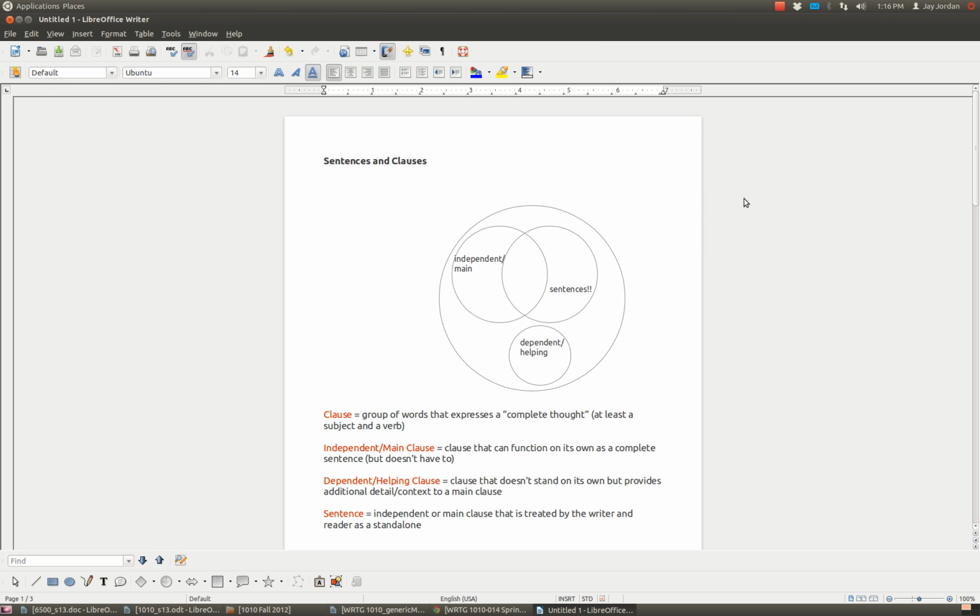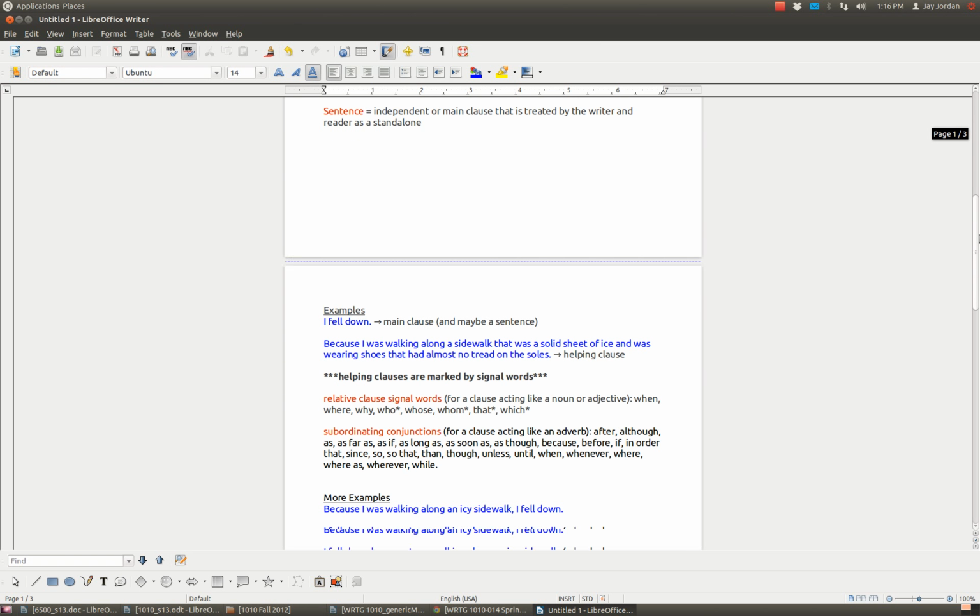And then a sentence is an independent clause or a main clause that is treated by you, the writer, and by the reader as a standalone. So a sentence is just really an independent clause or a main clause that you decide to treat as a sentence. So let's look at a couple of examples.